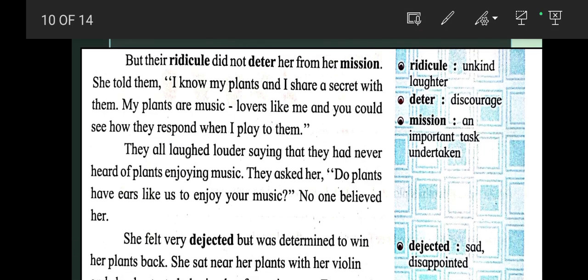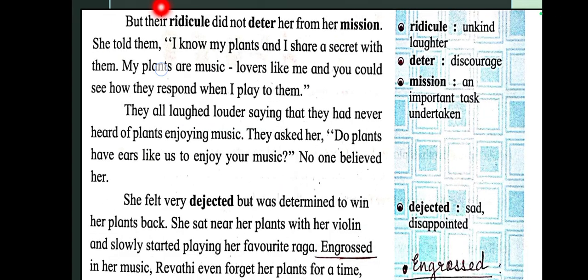But the ridicule did not deter her from her mission. She told them, "I know my plants and I share a secret with them. My plants are music lovers like me, and you could see how they respond when I play to them." They all laughed louder, saying that they had never heard of plants enjoying music.